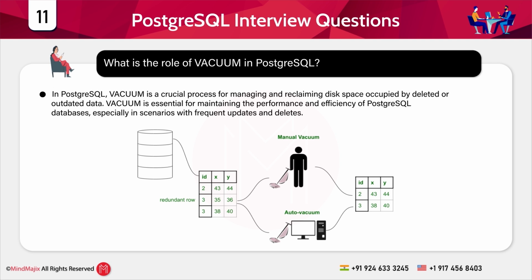And the second task that can be accomplished using vacuum is updating the statistics. So vacuum analyzes the distribution of data and updates the statistics used by the query planner. Accurate statistics help Postgres choose optimal query plans, and this results in improved performance of Postgres.